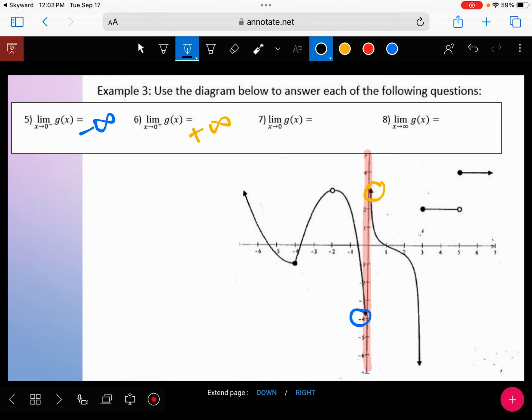Now, some professors say that if it's an infinite discontinuity, it doesn't have a limit. But some professors will say, well, if they both go up, then we'll say it's infinity. And if they both go down, then it's negative infinity. But if they're doing opposite, everybody agrees it does not exist. Okay, so D and E for 7.